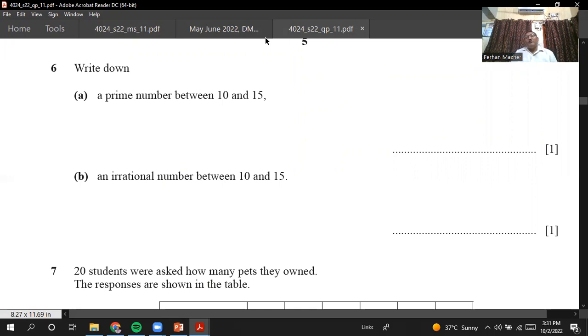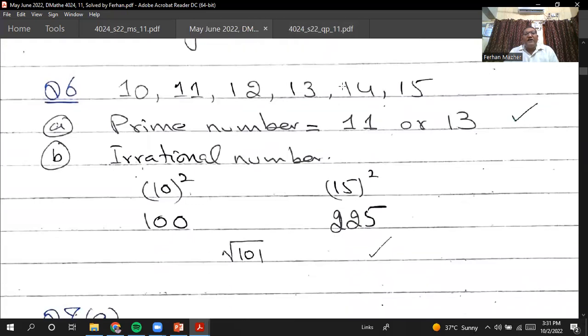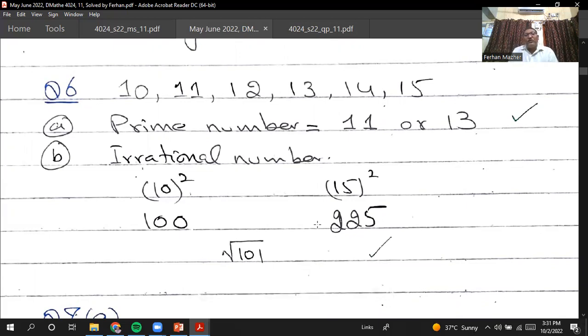So in the B part, first of all, you take 10 square, that's 100. Take 15 square, that's 225. Then find a prime number between 100 and 225 and take its square root. That will be the irrational number between 10 and 15. Okay. So 10, 11, 12, 13, 14, 15. The prime number will be 11 or 13. The irrational number will be, you take 10 square, that's 100, 15 square, 225. Between these two numbers, take any prime number and take its square root. For example, 101 is a prime number, just take its square root. That will be an irrational number between 10 and 15. And this is the trick for how you do this.